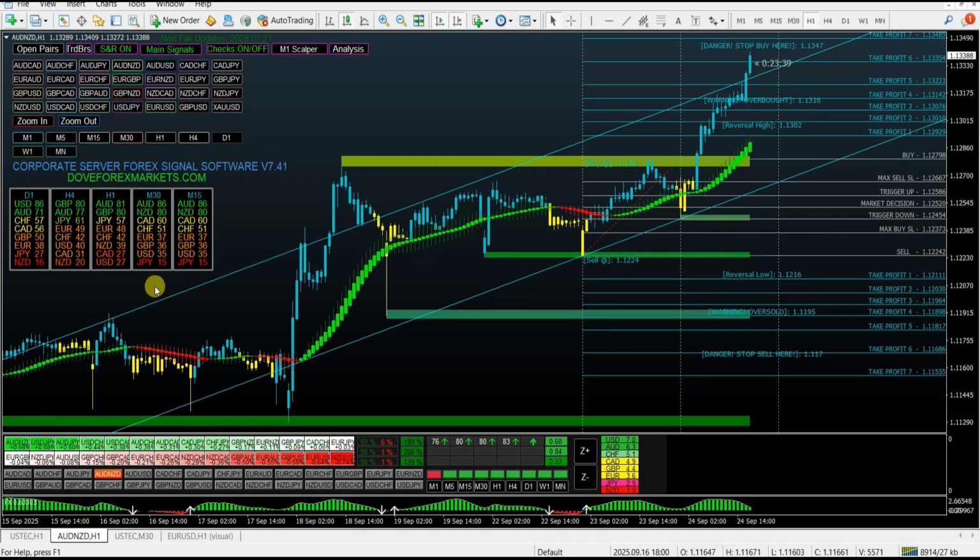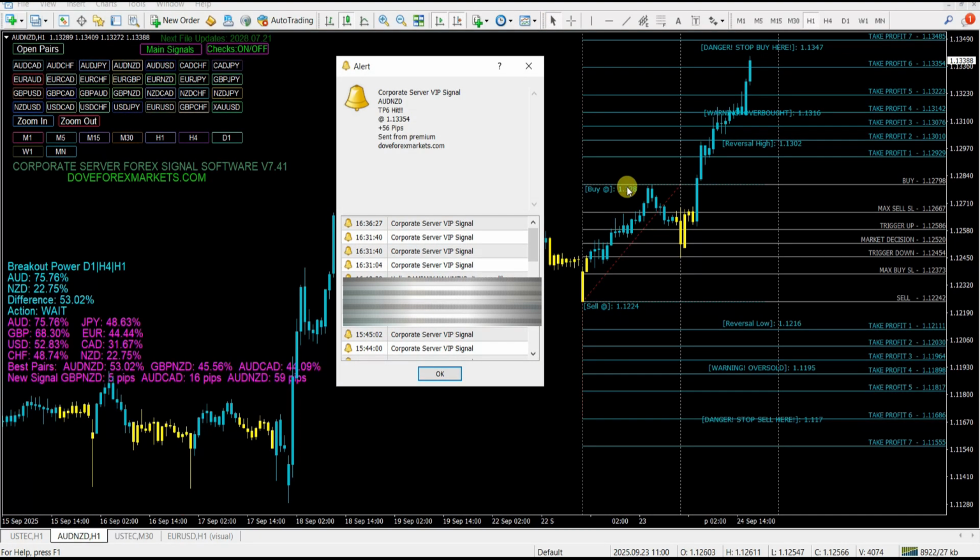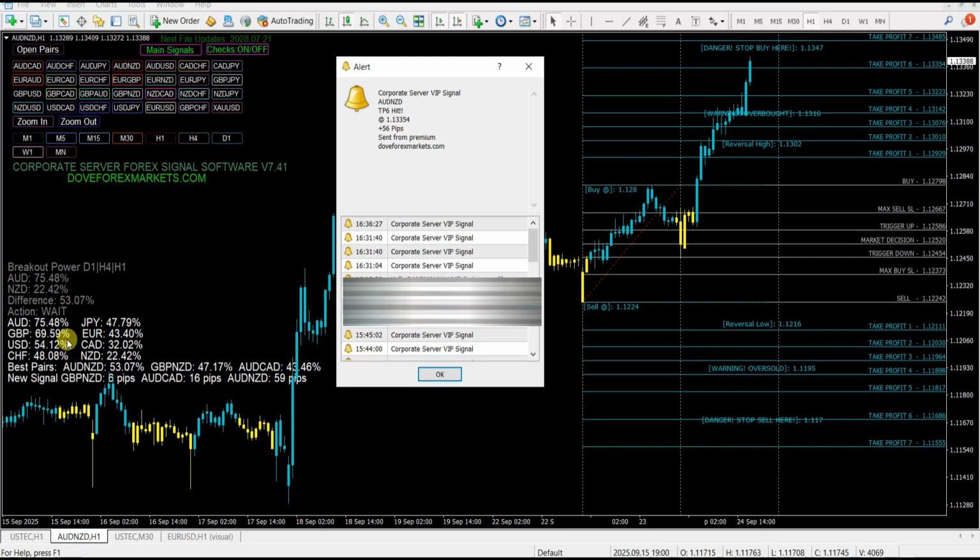The other key feature of the Corporate Saver Forex Signal software is that you see the world economy at your fingertips. To simplify it even furthermore, if you use the premium template, you will see all the currencies simplified to you in their strength, all the major currencies in their strengths. You will see how it's fluctuating.